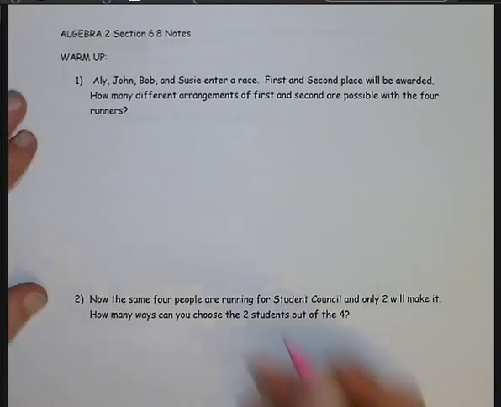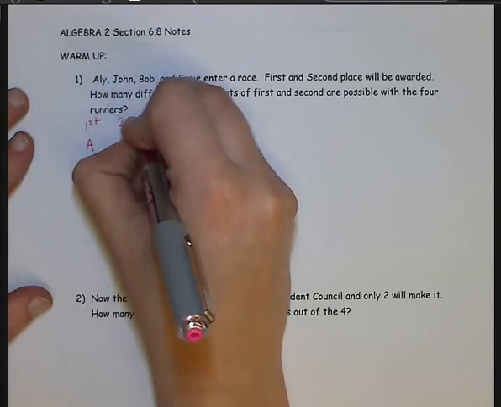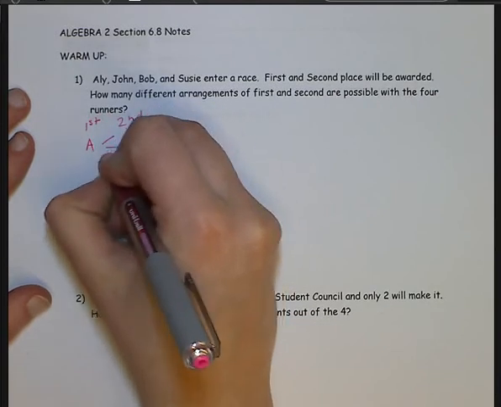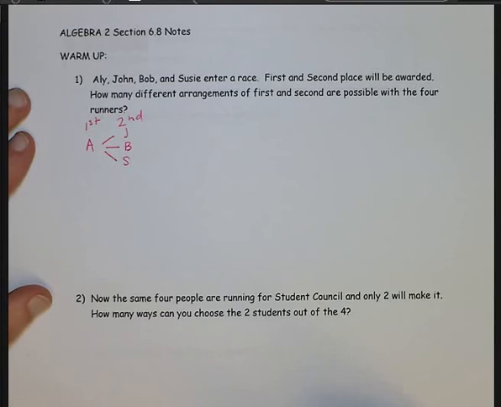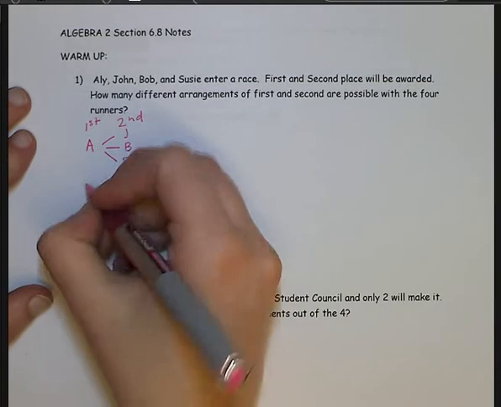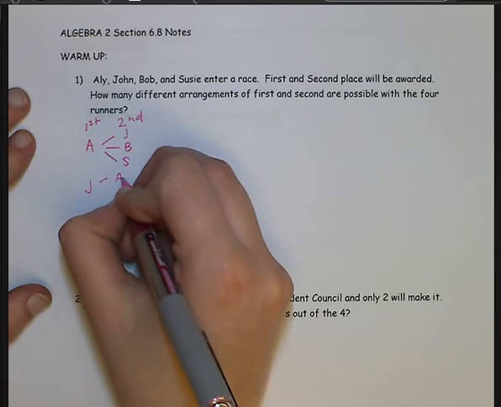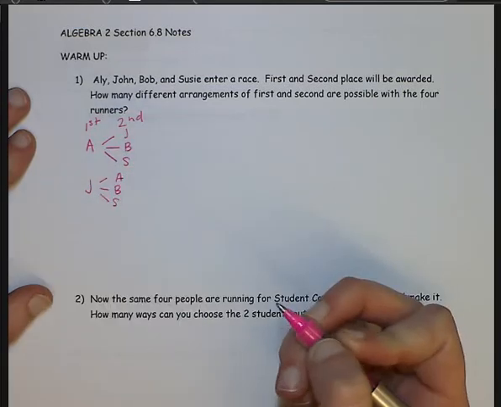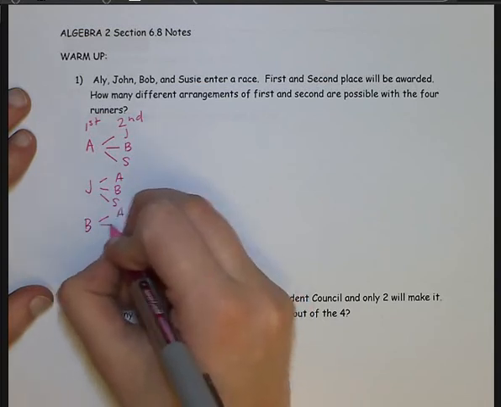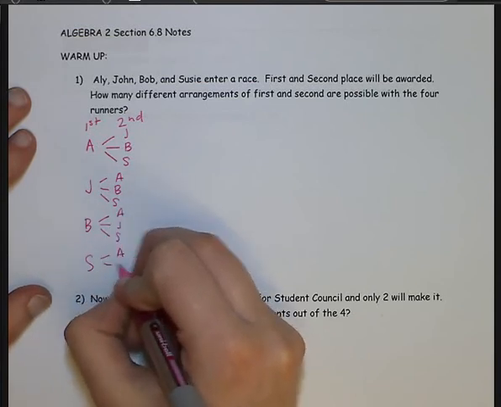So let's say that in first place is Allie. That means second place can be John, Bob, or Susie. So if Allie's in first place, there's three possible combinations of first and second. If in first place we had John, second place could be Allie, Bob, or Susie. If Bob is in first place, then second place could be Allie, John, or Susie. And if Susie's in first, second could be Allie, John, or Bob.